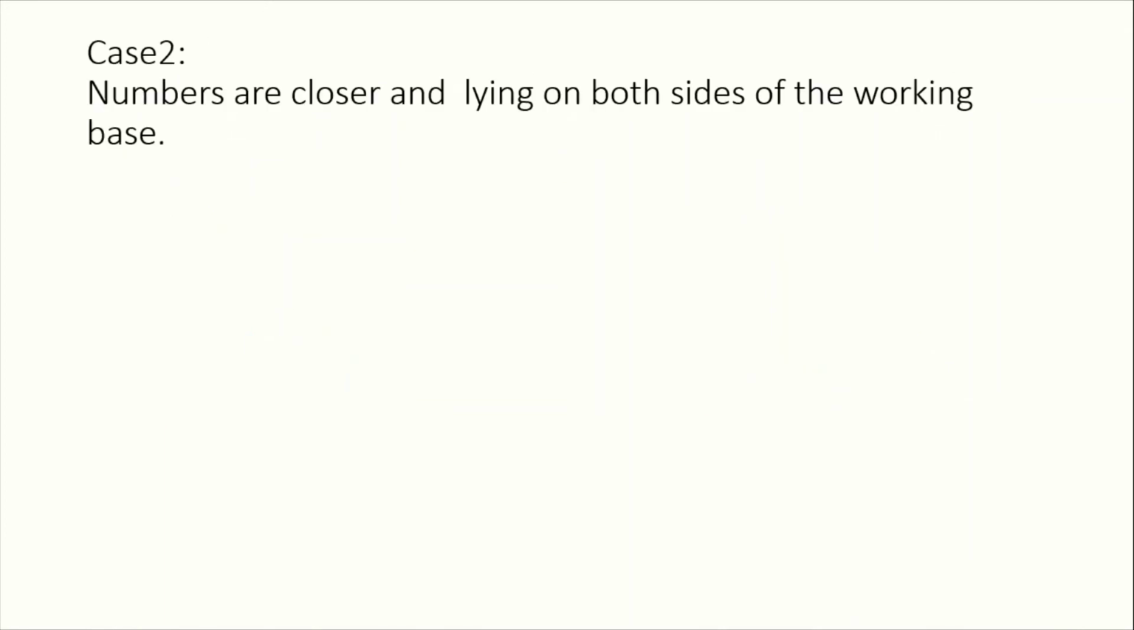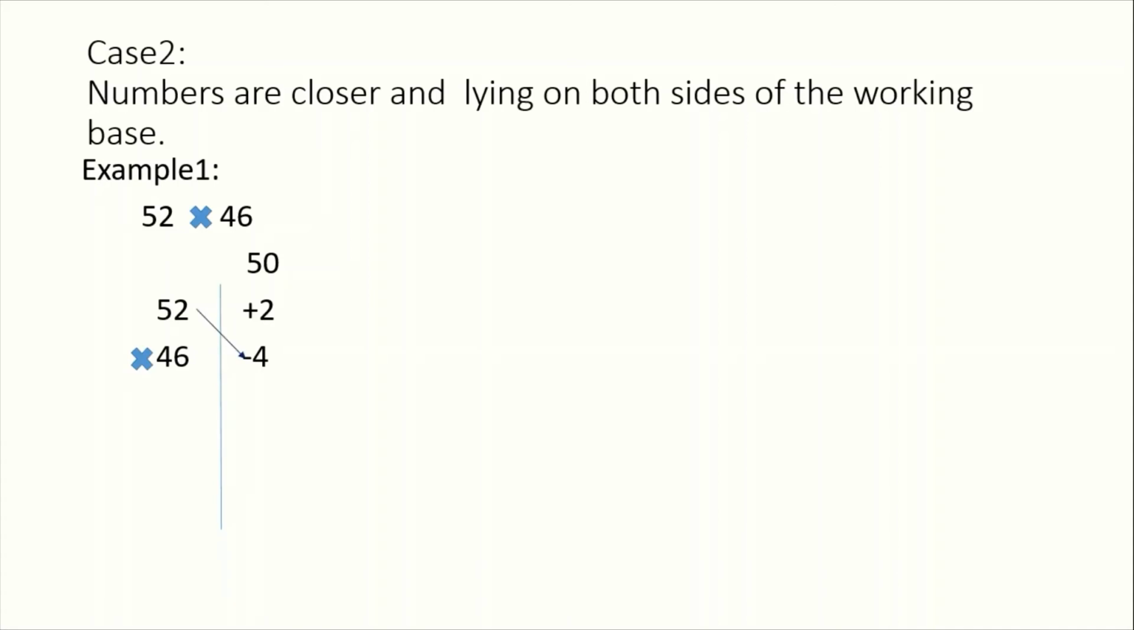We'll see another case in which the numbers are closer and lying on both sides of the working base. For example, I have considered 52 multiplied by 46. These two numbers are closer to 50. 52 is 2 more than 50. 46 is 4 less than 50. What is the next step? Either we have to separate 4 from 52 or we have to add 2 to 46 for the first one. For the second compartment, we are multiplying 2 and 4.